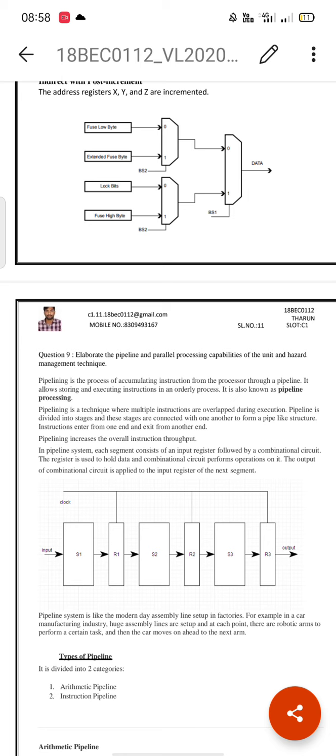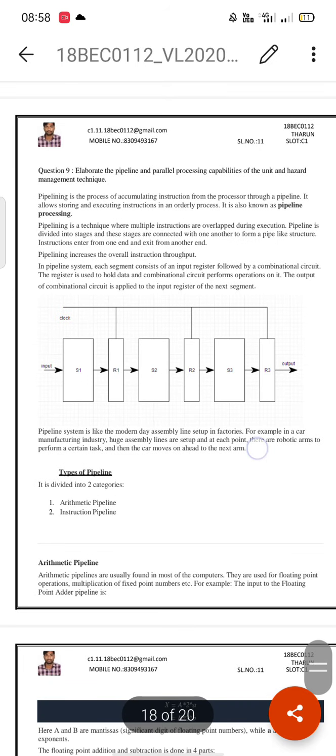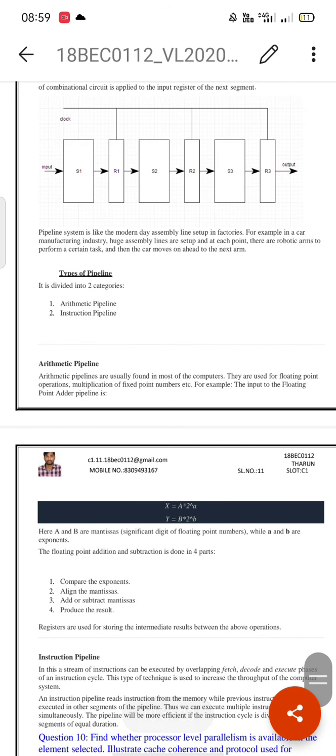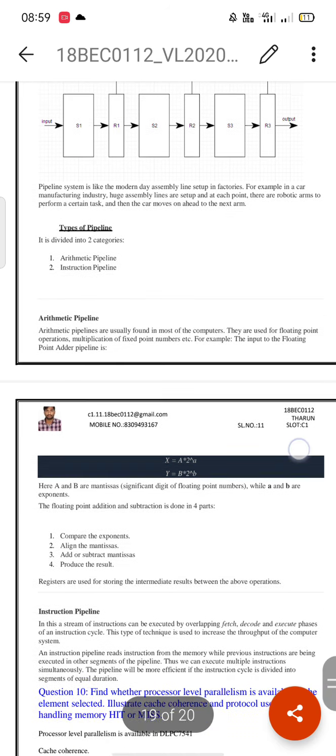In a pipeline system, each segment consists of an input register followed by a combinational circuit. The register is used to hold data and the combinational circuit performs operations on it. The output of the combinational circuit is applied to the input register of the next segment. These are the types of pipelines, and there are two types: arithmetic pipeline and instruction pipeline. Arithmetic pipelines are usually found in most computers, and they are used for floating point operations and multiplications of fixed point numbers. For example, the input to the floating point adder is pipelined, and this is the example for that.